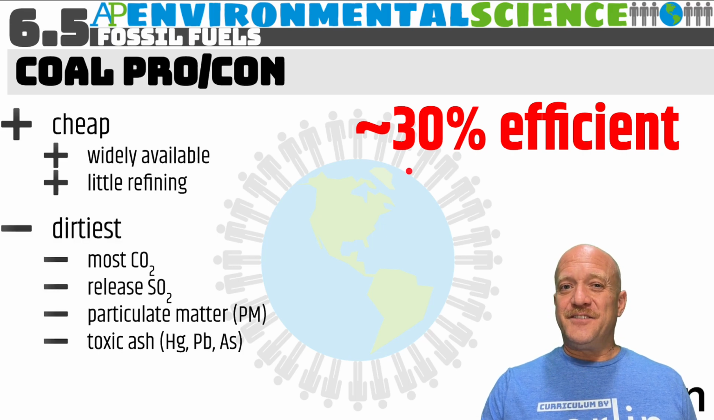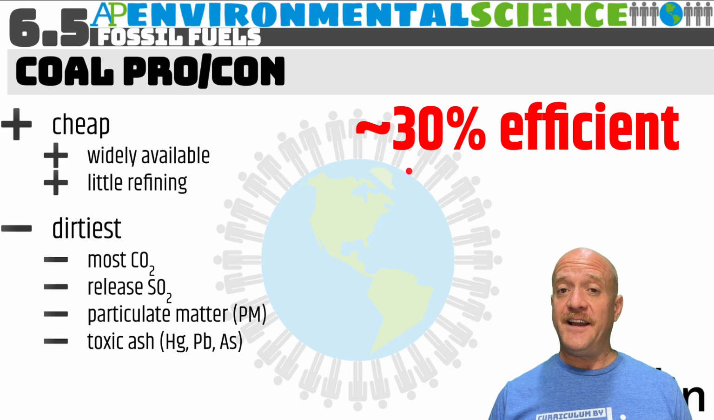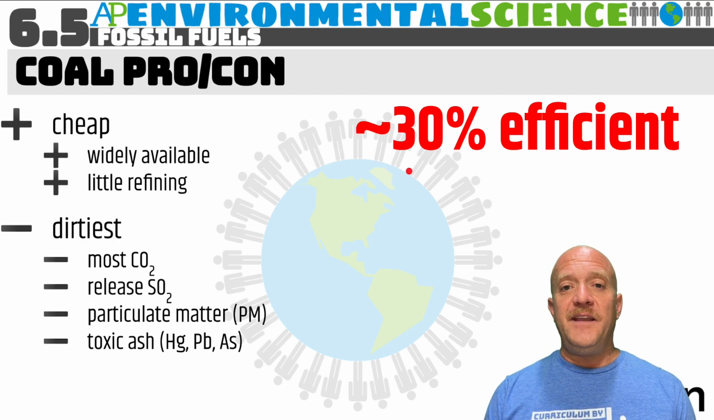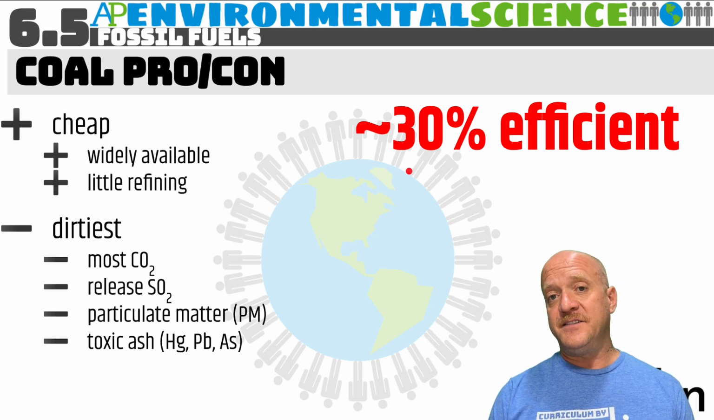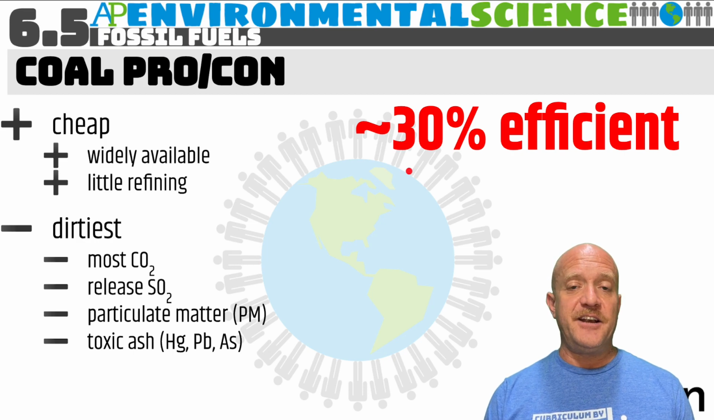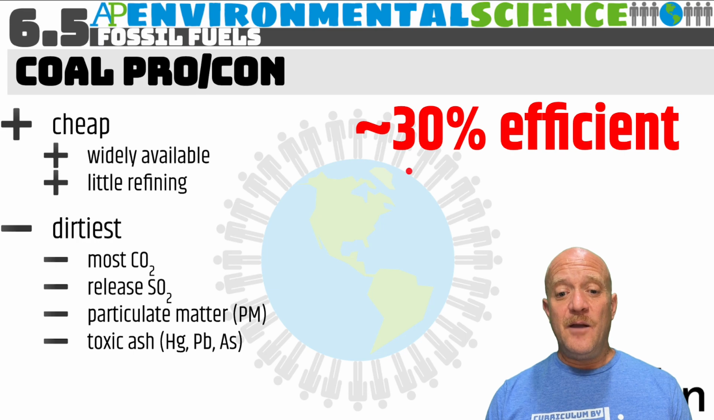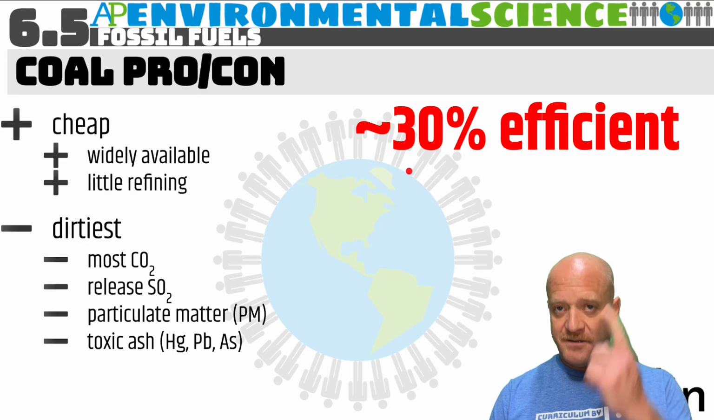It is also the dirtiest fossil fuel. So it has the most carbon dioxide, but it also releases a lot of sulfur dioxide, which is a major contributor to acid precipitation. It also releases particulate matter, which can impact photosynthesis, for example, if it gets into the air. It can also impact our lungs, causing respiratory illnesses. And it generates a lot of ash and soot, and this ash contains toxic elements like mercury, lead, and arsenic. And we'll talk about their impacts in future videos. But for the most part, mercury and lead will lead to neurological damage. It affects your brain.